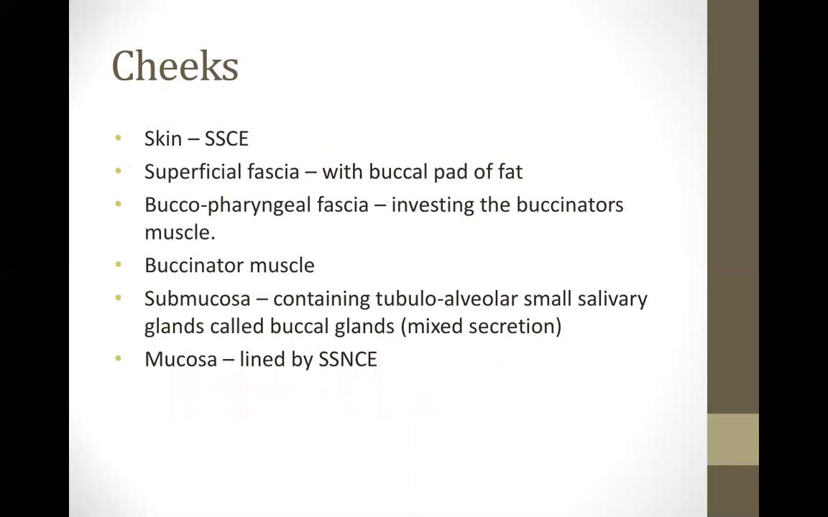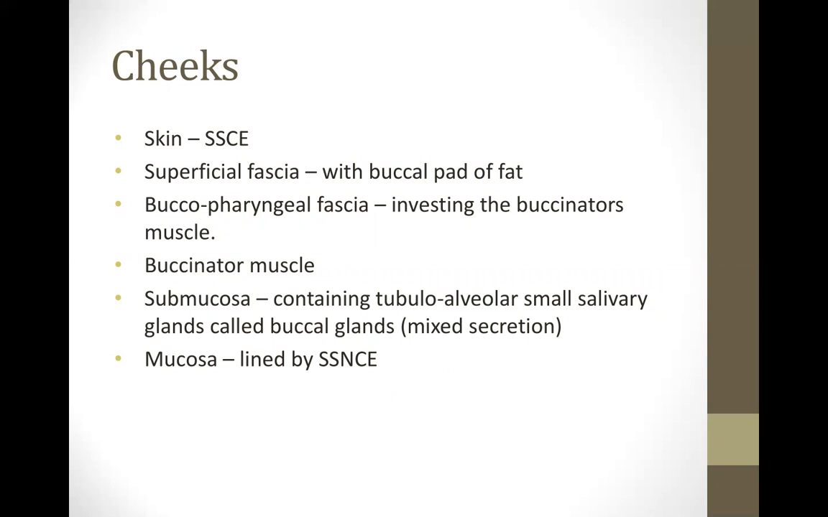Okay, so ano pa? The cheeks. Of course, outside of the cheeks is the skin. It's stratified squamous cornified epithelium. The superficial fascia, the inner layer of the cheeks, would be composed of the buccal pad of fat. Ito yung masarap kurutin na cheeks. So these are the buccal pad of fat. The buccopharyngeal fascia is composed of the buccinator muscle. This is for chewing. The buccinator muscle is for chewing.